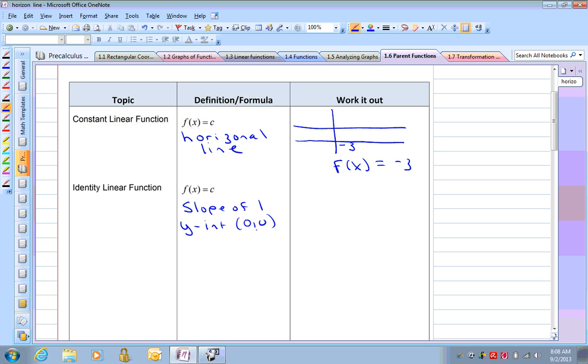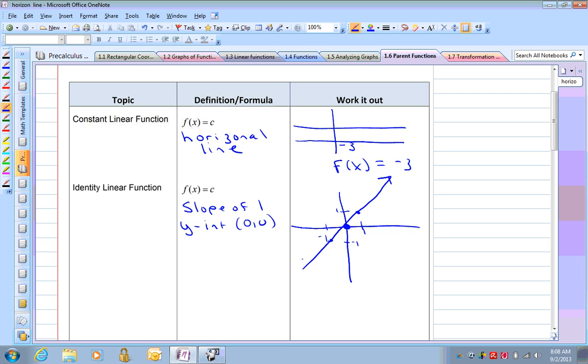Again, that's just your parent function, so let's take a look at what that would look like. You have a slope of 1, so you've got a y-intercept at 0, 0. We're going to have 1 here, 1 here, -1 here, -1 here. Got our graph labeled, so we'd have a point at 1, 1, a point at -1, -1, and of course our line would go right through the origin.